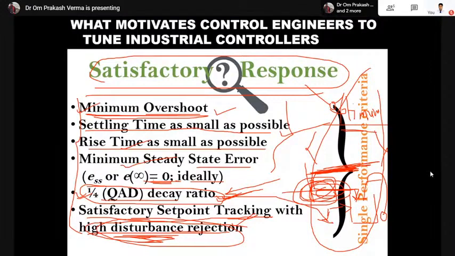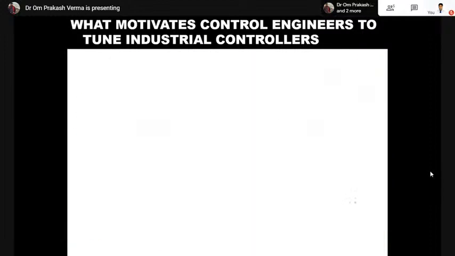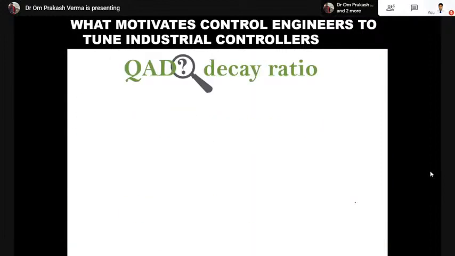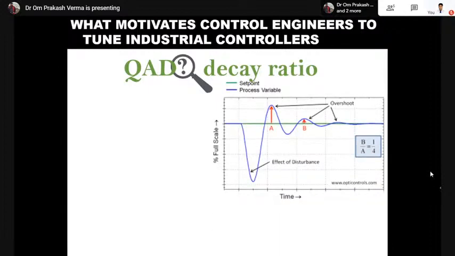Sorry for the interruption. Okay. So all these criteria are known as the single performance criteria, right? Now come to the decay ratio. What is the decay ratio? Quarter amplitude decay ratio. This is the 1 by 4. This is known as quarter amplitude decay ratio.